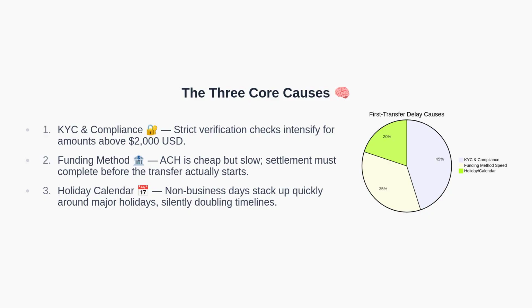First, compliance and KYC requirements introduce identity and source of funds checks, especially for transfers above the $2,000 threshold. Second, the funding method you choose dictates when the international leg can begin. ACH is economical, but funds must fully clear and settle before anything is sent onward. Third, holidays and non-business days extend the calendar significantly. When these three factors combine, it is normal for first transfers to exceed initial estimates by several days.